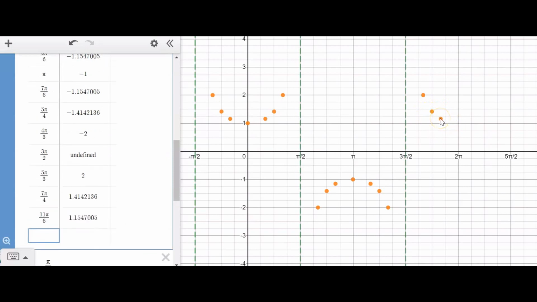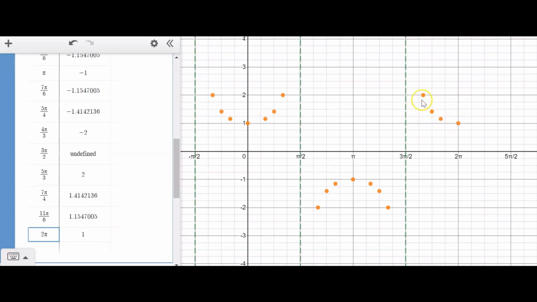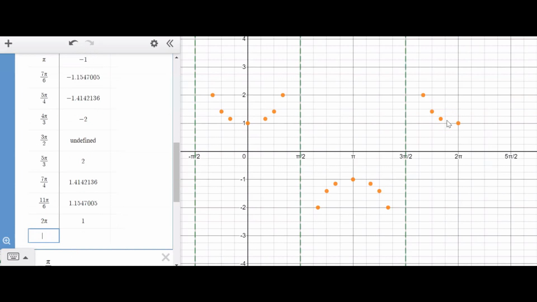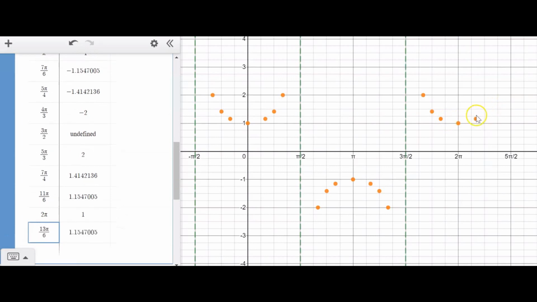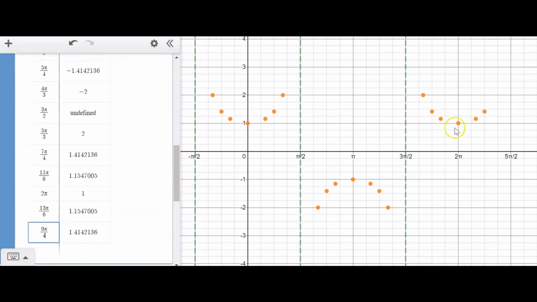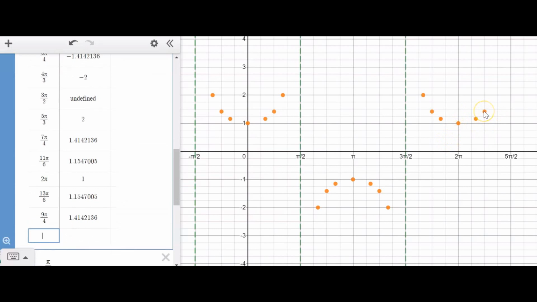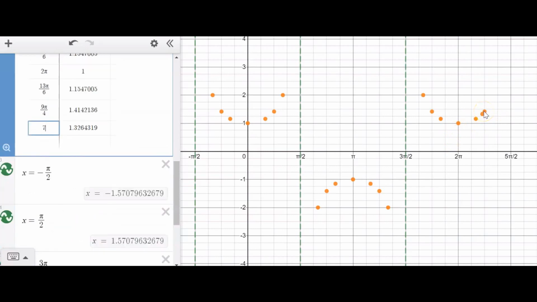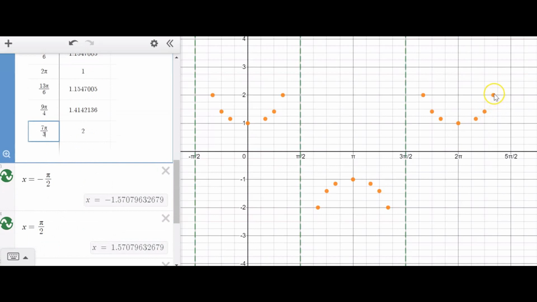And we know that at 2 pi, secant of 2 pi is 1. So we're seeing the exact same shape that we saw over here. Okay, we're seeing a repeat. So we're seeing a pattern. The next one is going to be 13 pi over 6, which is positive 2 square root of 3 over 3. Then 9 pi over 4 is going to give us positive square root of 2 again. A couple more here. It's going to be 7 pi over 3, gives us positive 2 again. We definitely have a mirror image of what we had over here.